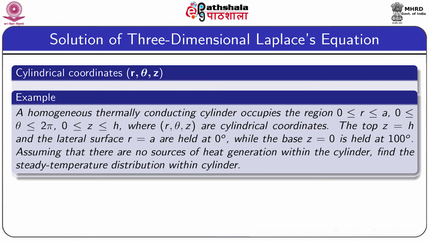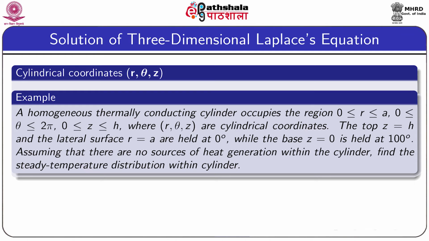Now, we want to solve a physical problem where we can use the cylindrical coordinate system. So, this is the example. A homogeneous thermally conducting cylinder occupies the region 0 ≤ r ≤ a, 0 ≤ θ ≤ 2π and 0 ≤ z ≤ h, where r, θ, z are cylindrical coordinates.